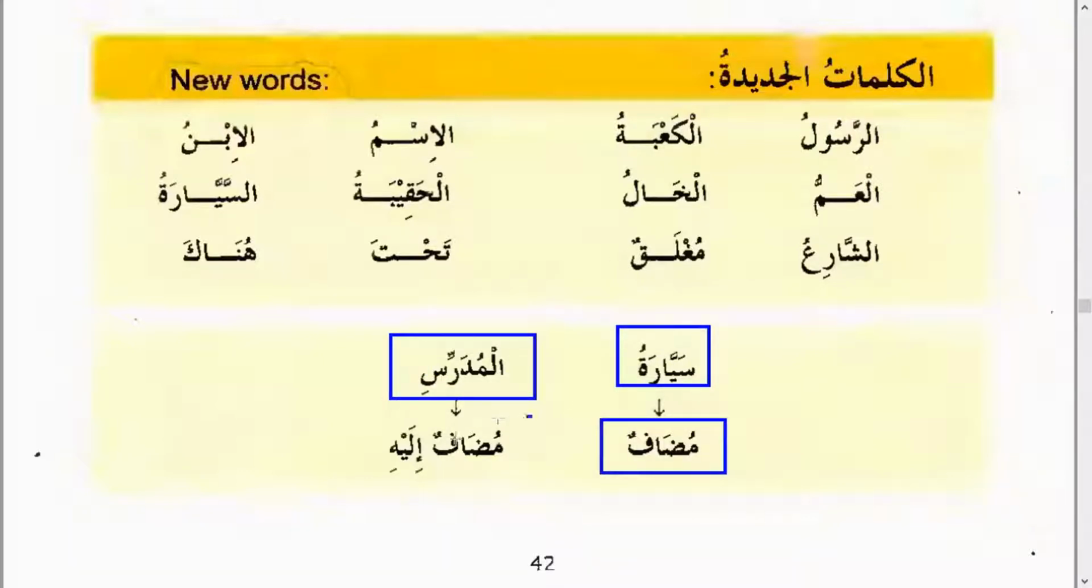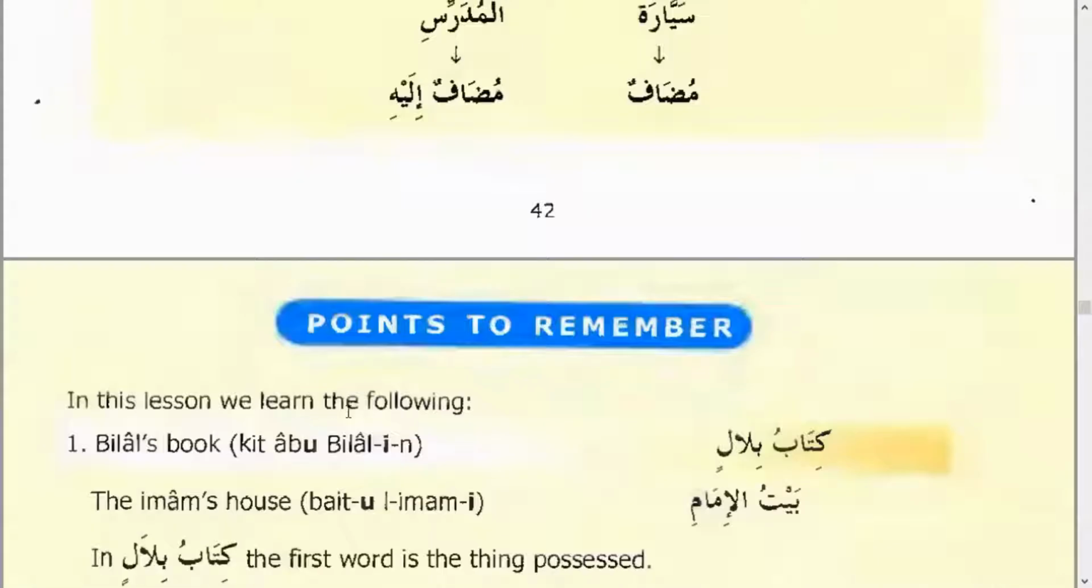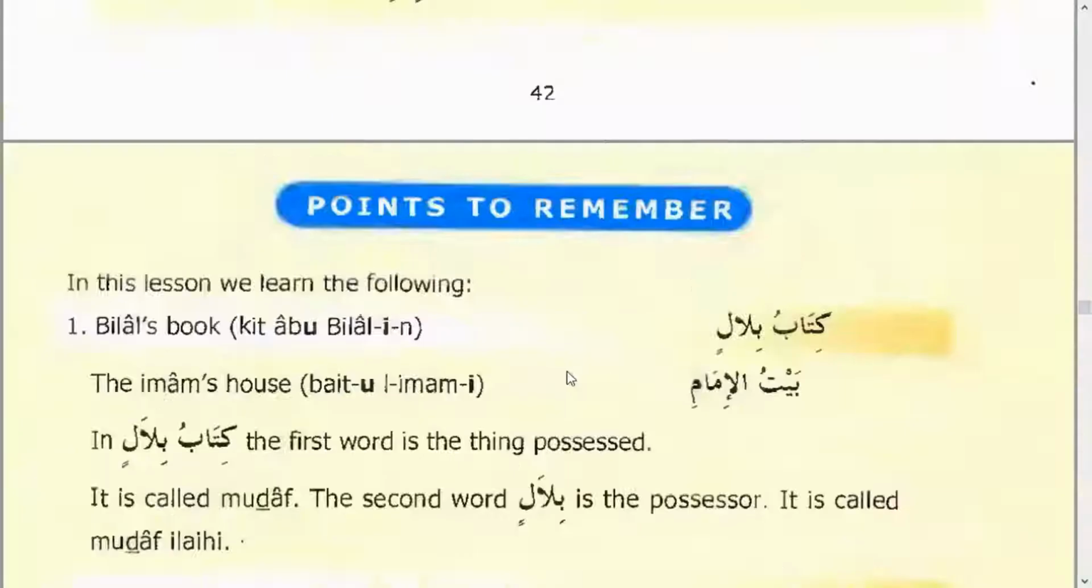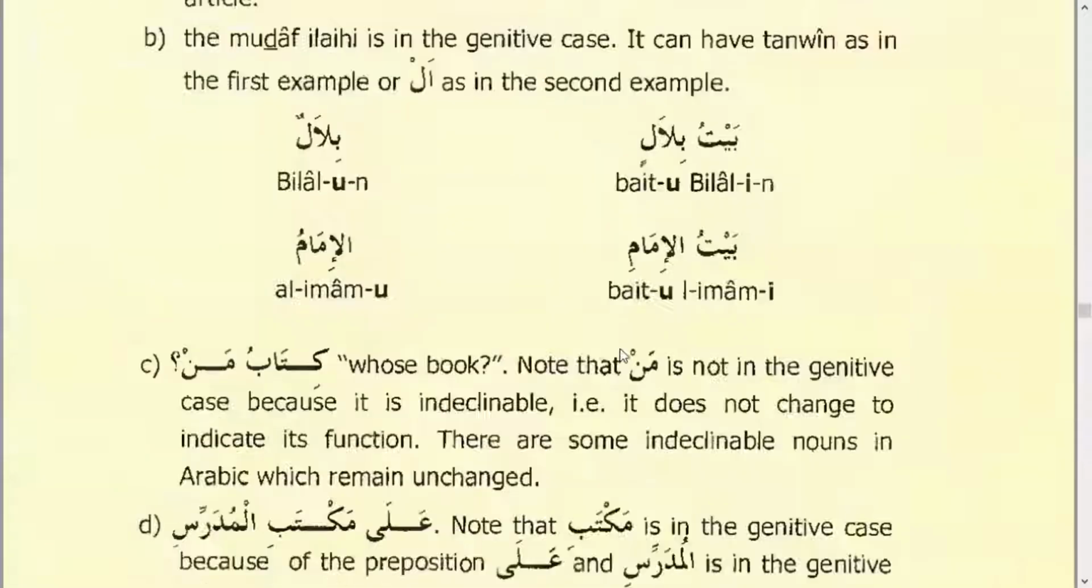Sayyaratul Mudarrisi. In the end, Sayyaratu is actually Mudaf, the first word. Al Mudarrisi is Mudaf ilayhi. Mudaf doesn't take alif lam, doesn't take tanween, and Mudaf ilayhi is always majroor. Points to remember. So please read this. Whatever we've been speaking, all the points are here. All the points that Mudaf ilayhi doesn't take tanween.